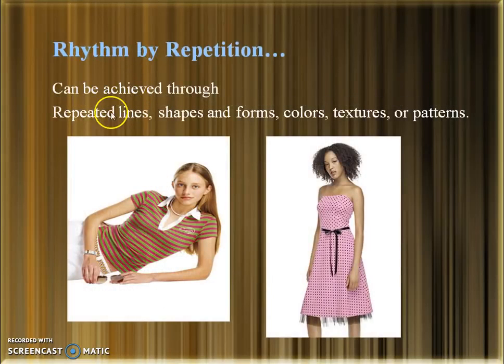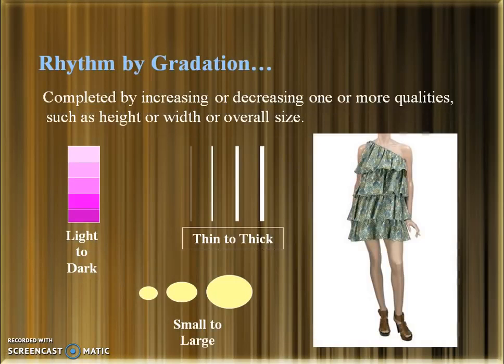Rhythm by repetition. It can be used by repeated lines, shapes, forms, colors, textures, or patterns. So what happens is, when we repeat one element several number of times, it creates a sense of rhythm. In this example, we can see a repeated use of black colored polka dots. In this example, we can see a repeated use of lines. It creates a sense of rhythm, which is rhythm by repetition.